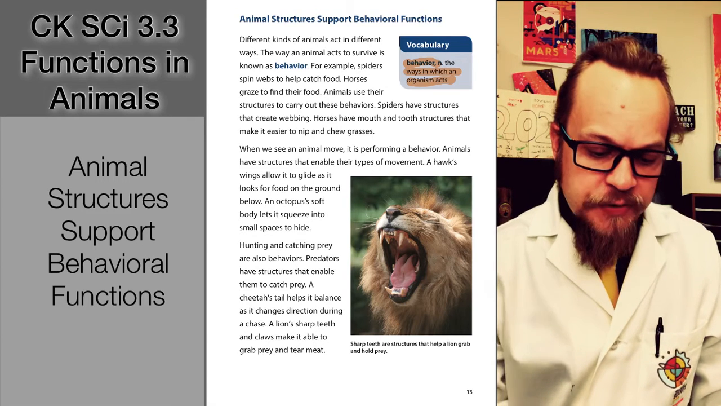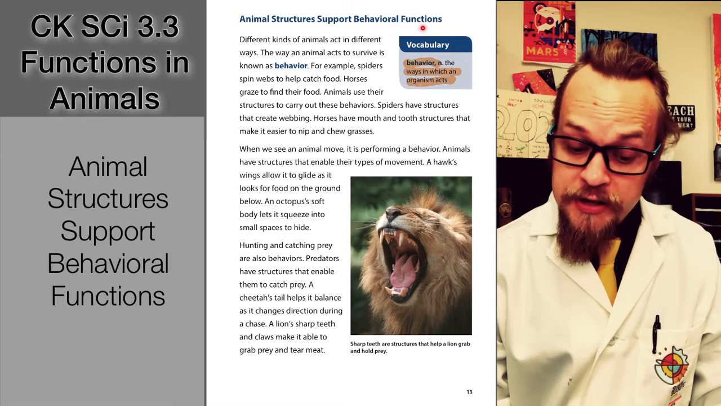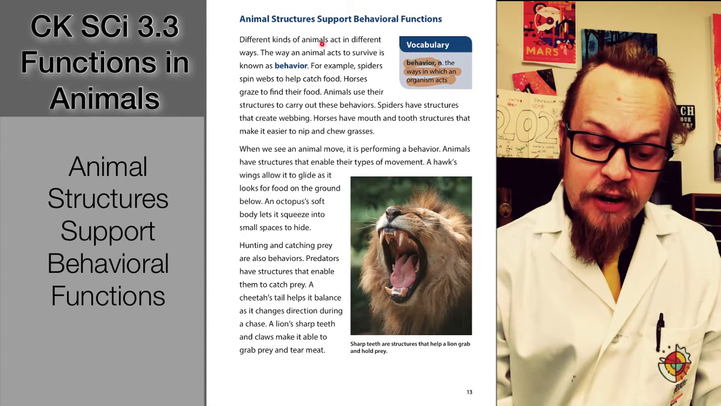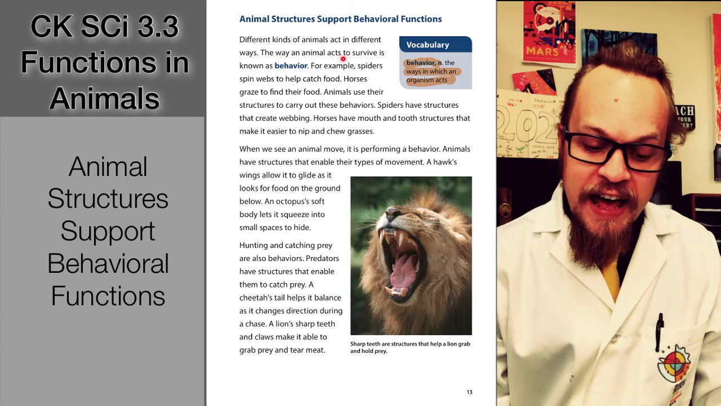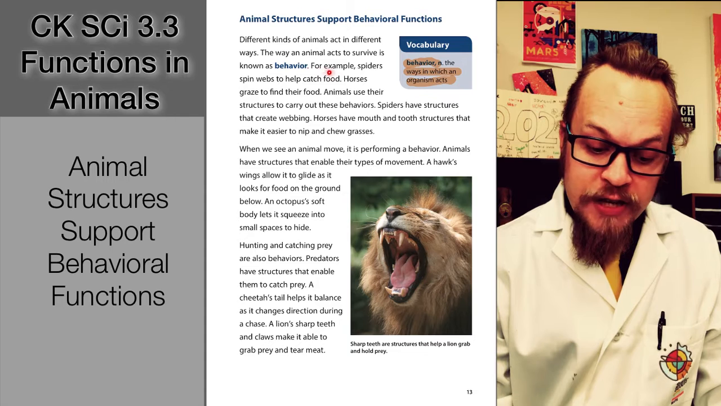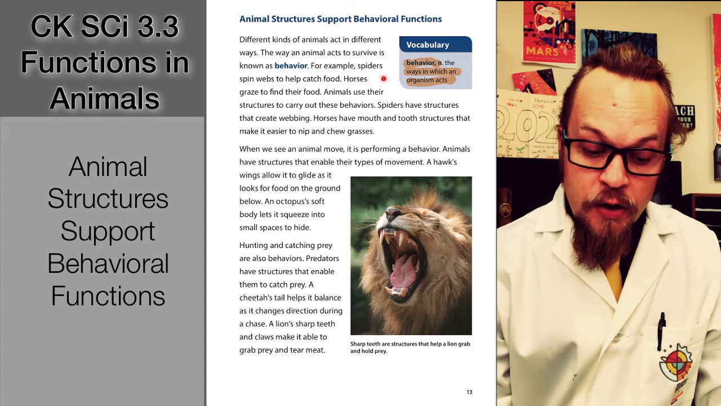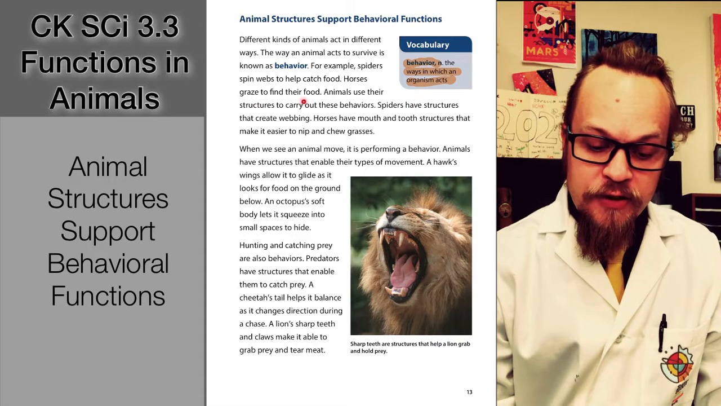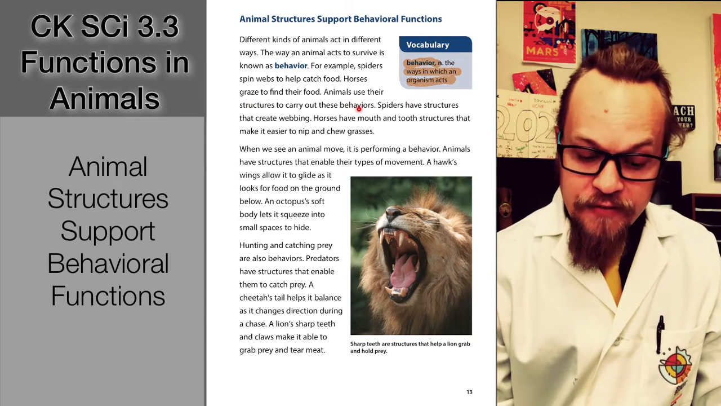But in animals, what this looks like is animal structures support behavioral functions. Different kinds of animals act in very different kinds of ways. The way an animal acts to survive is known as its behavior. For example, spiders spin webs to help catch their food. Horses graze to find their food. Animals use their structures to carry out their behaviors.